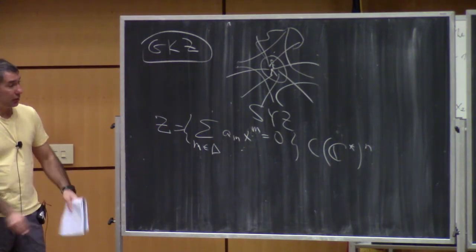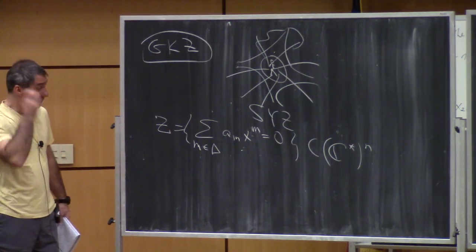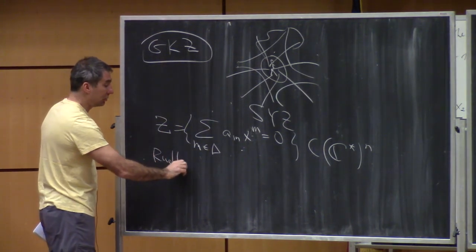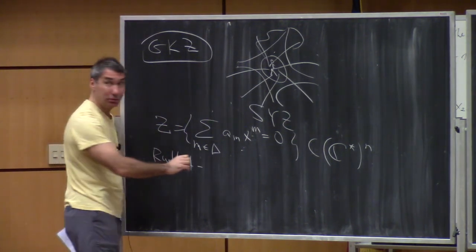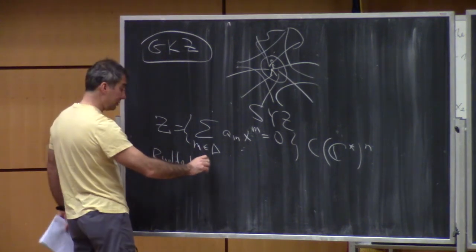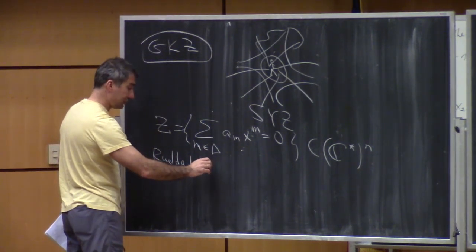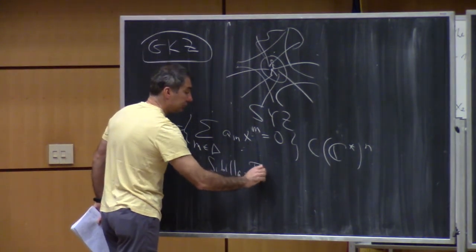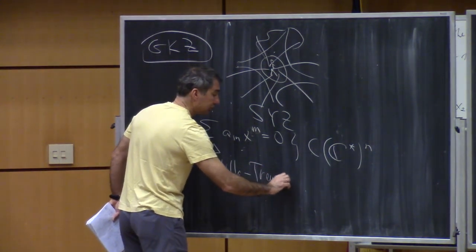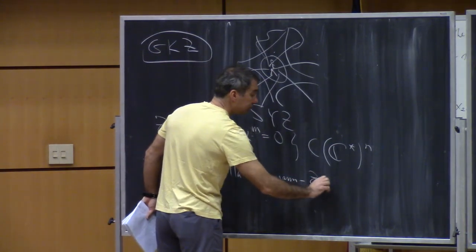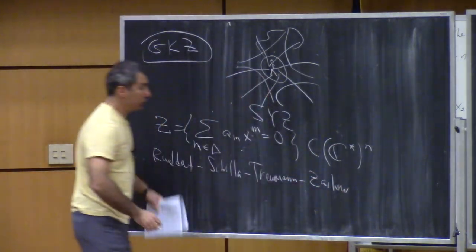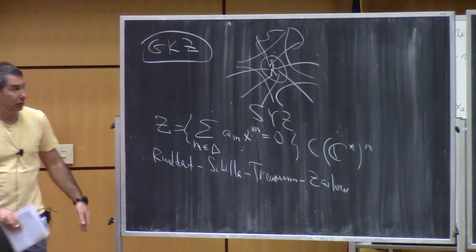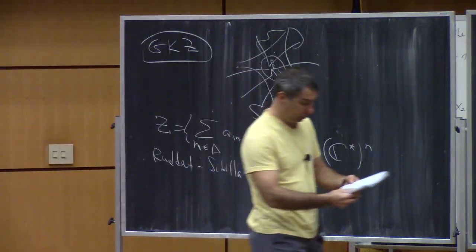So, several years ago, I found this beautiful paper of Ruddat, Sibilla, Treumann, and Zaslow, who also promised to be here. They describe the skeleta in purely combinatorial terms, so let me just give a brief description so that you would know what we're talking about.